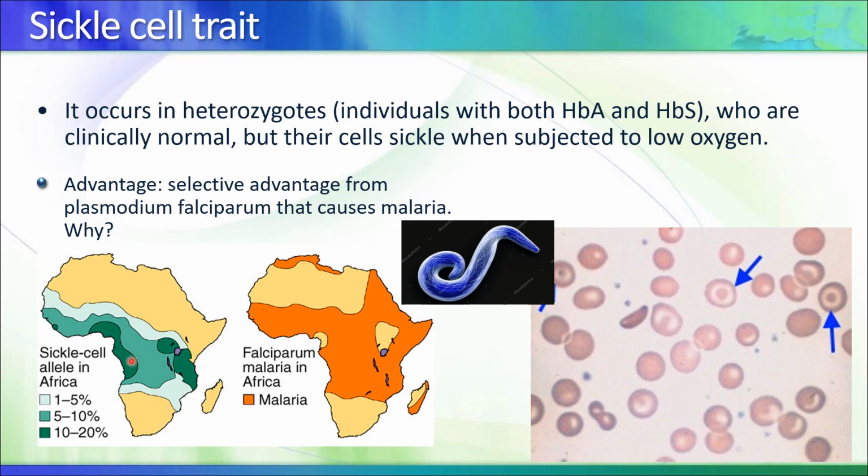And if you look at the distribution of the sickle cell allele in Africa, you can see that it actually matches the distribution of malaria in these countries. So it fits. So there's a genetic advantage for these individuals.